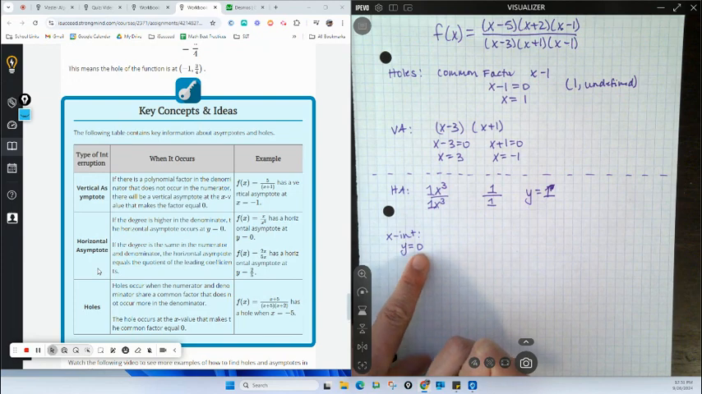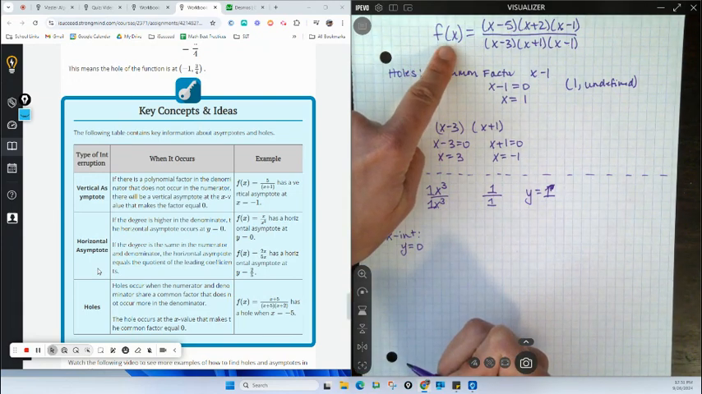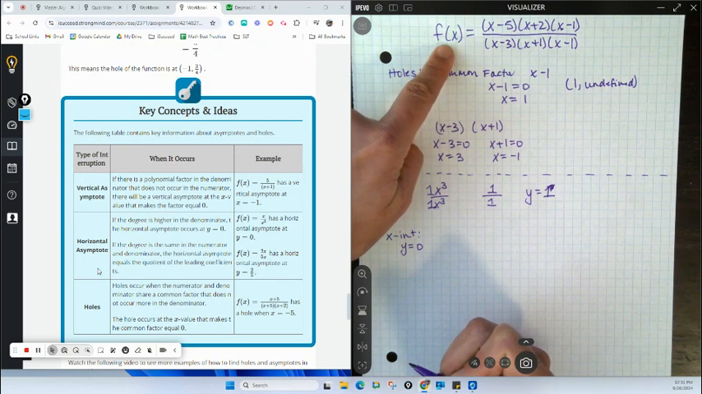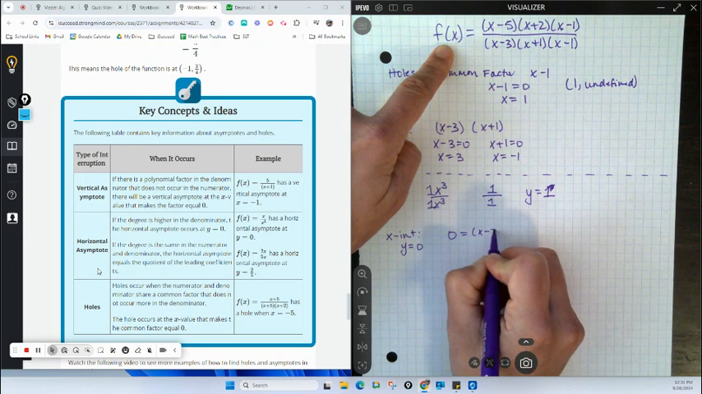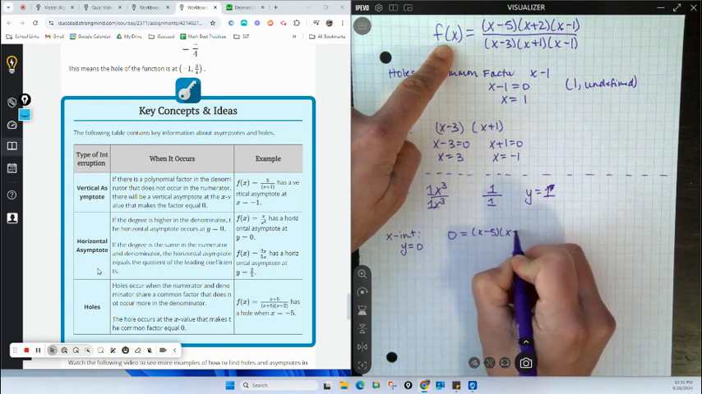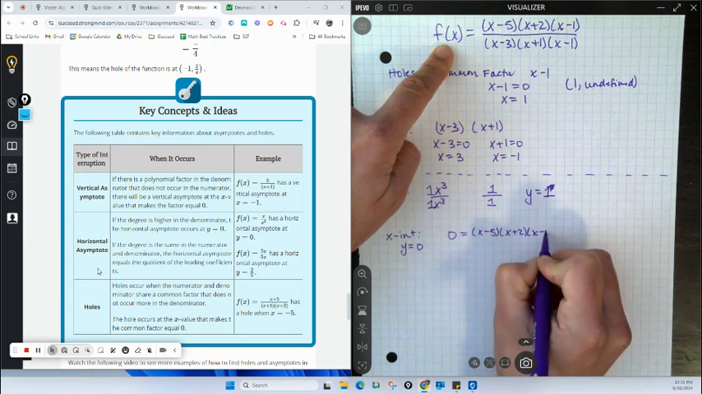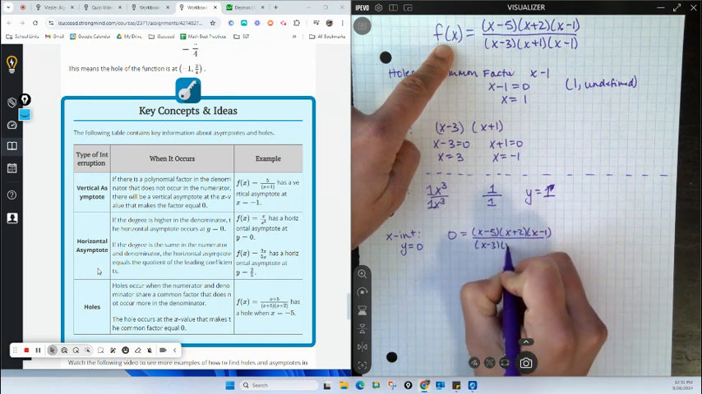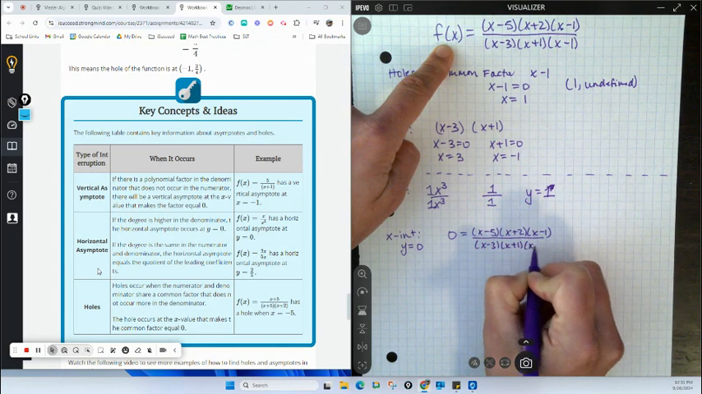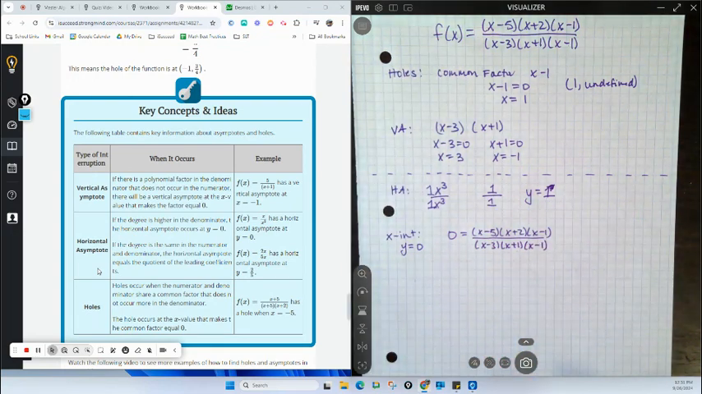So if I know that my output, or my y value, is 0, I can replace my output, in this case written as f of x, in my function. So I'm going to have 0 is equal to x minus 5. I'm just going to rewrite this entire function all over x minus 3, x plus 1, x minus 1. Okay, and now I'm going to solve for x, which you're probably looking at and thinking, ew, gross, I hate fractions.